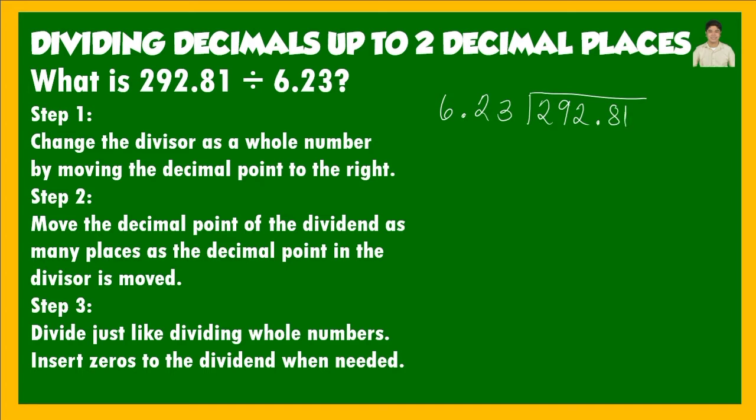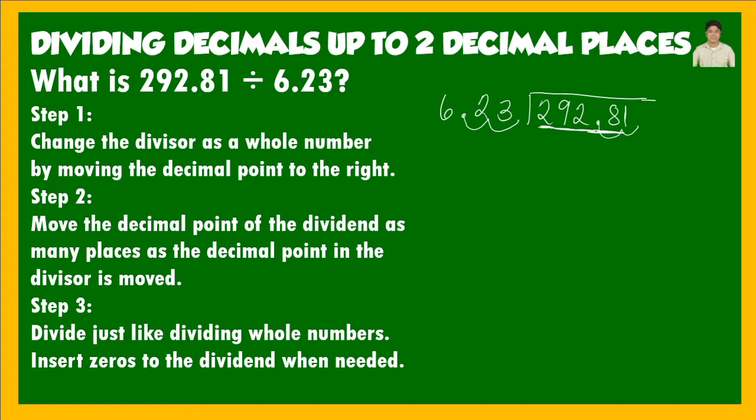Next, change the divisor as a whole number by moving the decimal point to the right. So same steps, 2 decimal places naman from both divisor and dividend. So ayan. And then, let us divide. 2 divided by 623 cannot be. Let's get 9. 29 divided by 623 cannot be pa rin. Kunin natin yung 2. 292. Hindi pa rin siya obra. So we'll get the fourth digit. So which is 8.